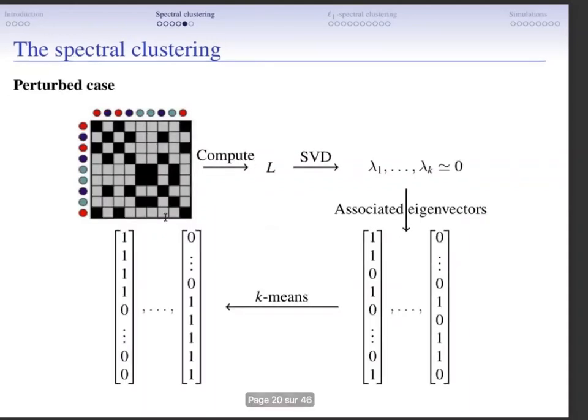Now, when the graph is perturbed, you can do exactly the same. You compute the Laplacian matrix, you still do your spectral decomposition, and I hope we will find some eigenvalues close to 0 if the graph is not so perturbed. You compute the associated eigenvectors here. And if you do k-means, then it will reorder all nodes and you will still find the structure of the graph.